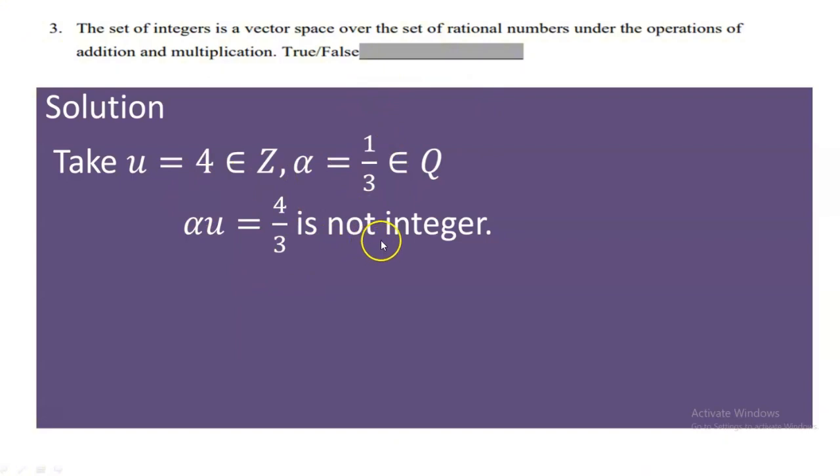Now actually we have 10 different criteria, but I just took only one here. 4 over 3 is not an element of the integers, right? And because 4 over 3 is not an integer, we can automatically say that the set of integers is not a vector space because it fails to satisfy one of those 10 conditions, right?